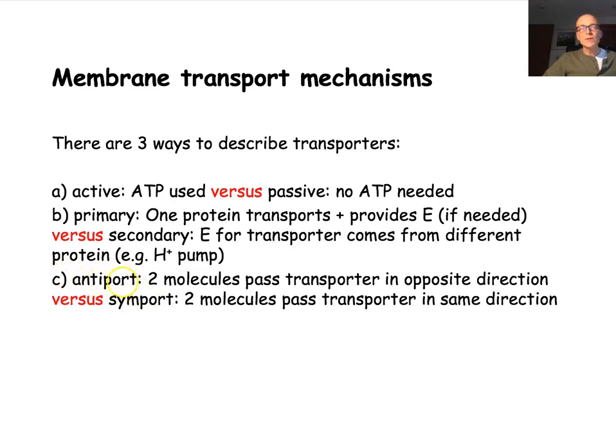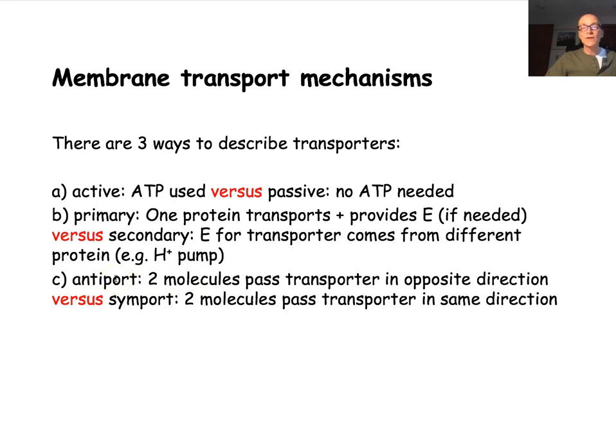So you have active versus passive, you have primary versus secondary, and then you also have antiport versus symport. An antiport carrier is one where two molecules pass through the transporter in opposite directions. As one is moving in, the other one is moving out. And so the gradient for the one molecule passing in one direction can be used to bring in a molecule from the other direction, maybe even against its gradient.